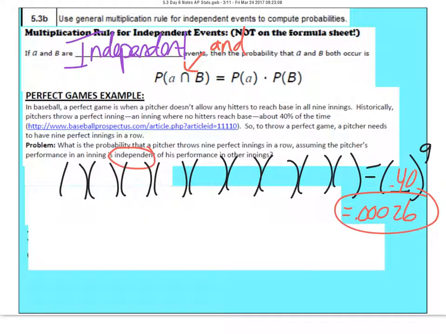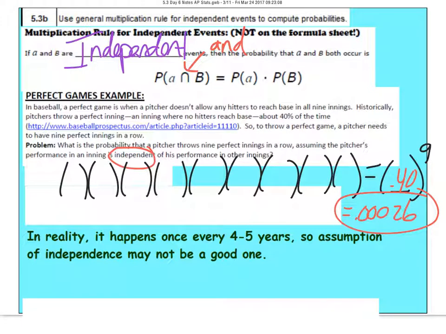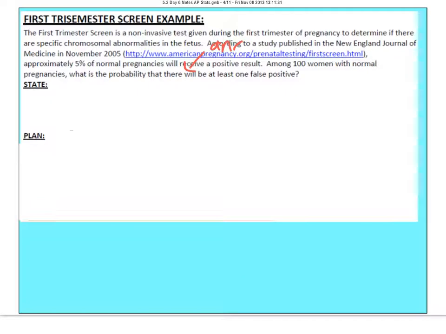Now, just for a fact, in reality, it happens once every 4 to 5 years. So the assumption of independence may not necessarily be a good one because it does happen. This would say the probability is close to 0, but it does happen. So independence maybe should not be assumed in this case because I could see in inning 1 you might get tired for inning 2 and so forth. So they might impact each other.